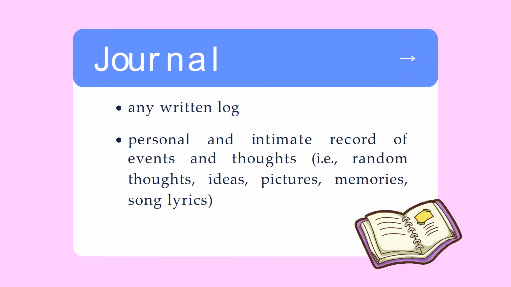According to Solmero 2017, journal is any written log. It is a personal and intimate record of events and thoughts. For example, random thoughts, ideas, pictures, memories, or song lyrics. Journal writing could be traced way back to the 17th century or possibly earlier than that. It was then used for accounting and public records.